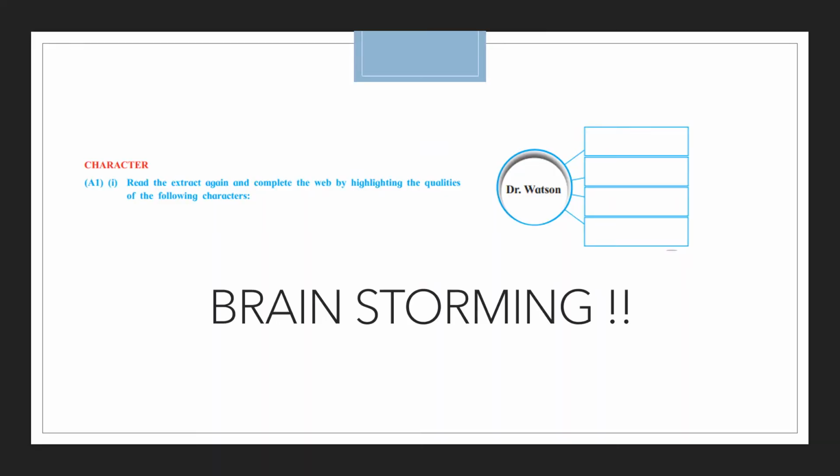Coming to the brainstorming questions. Question number 1. Read the extract and complete the web by highlighting the qualities of the following characters. The character of Dr. Watson: after reading the outline, synopsis and plot, we can deduce that Dr. Watson was observant, compassionate, obedient, loyal, honest, and admiring.